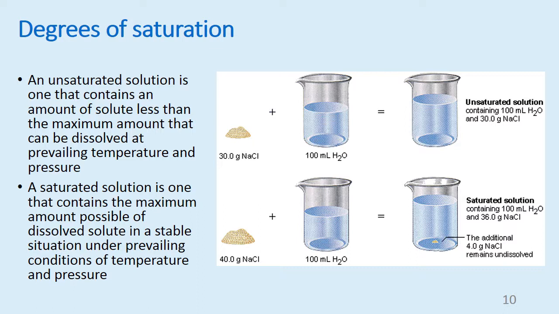If I took 40 grams of NaCl and mixed it in the same 100 milliliters of water, this would be considered a saturated solution. So what would happen, 36 grams of it would dissolve, and the additional 4 grams would remain undissolved on the bottom of the glass. So that would be a saturated solution because it has dissolved all the salt that can possibly dissolve. So it's saturated.